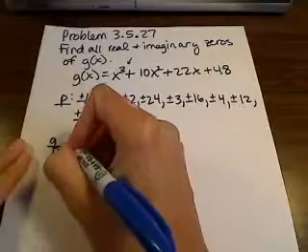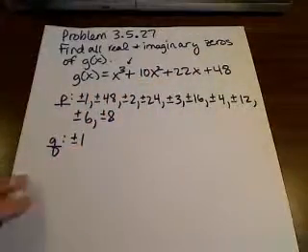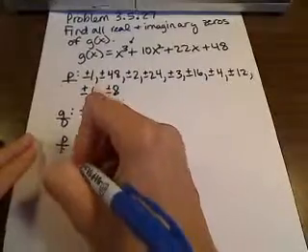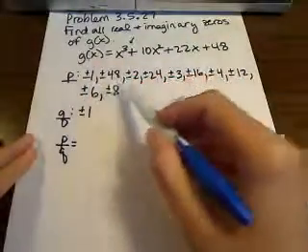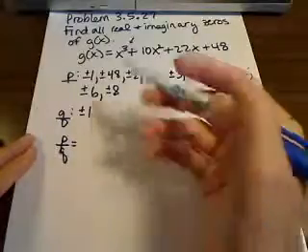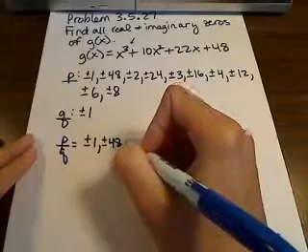The Q list, thankfully, is quite small. The Q list is just plus or minus 1. So when I divide P over Q, I'm taking each of these numbers in my P list and dividing it by a plus or minus 1. I'm actually just going to get the P list back.